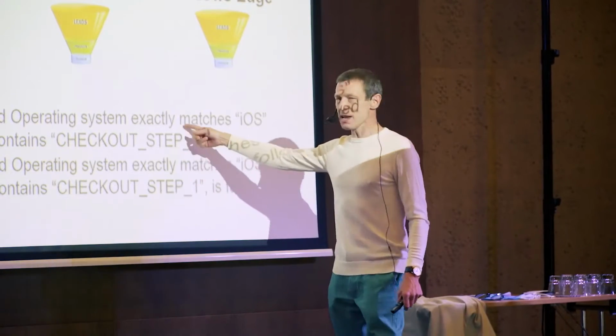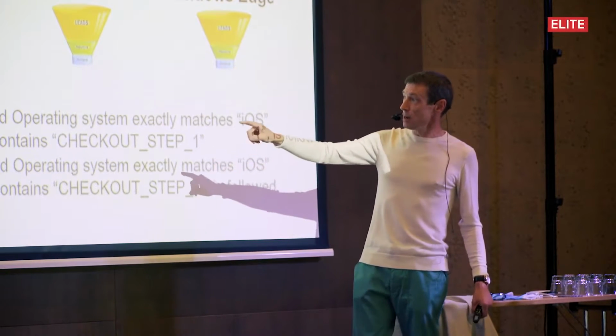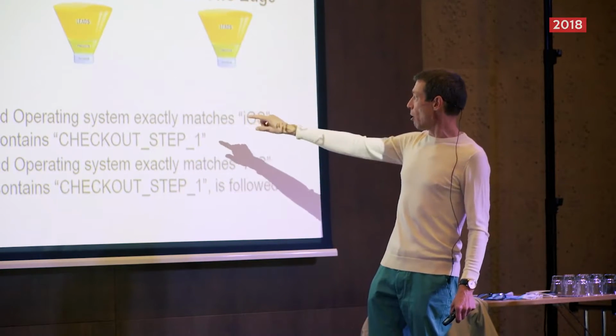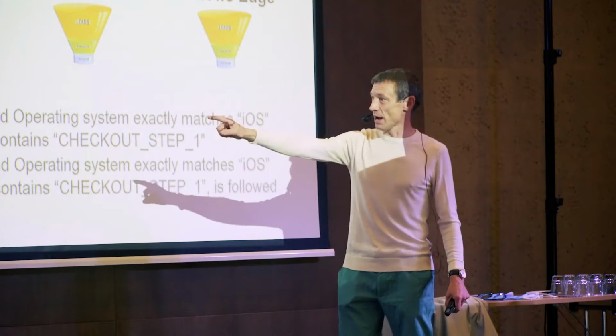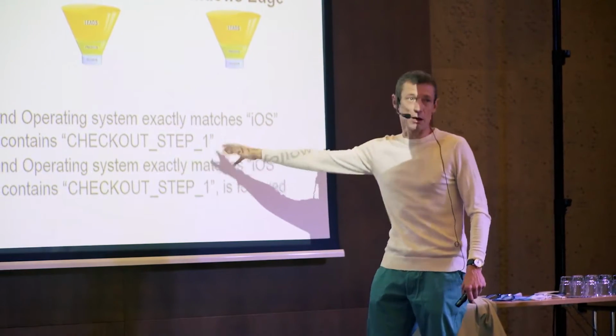And I can create these. I can build them using segments like these. Device category matches mobile. Operating system matches iOS. Include users who have any user interaction. The page contains checkout step 1.